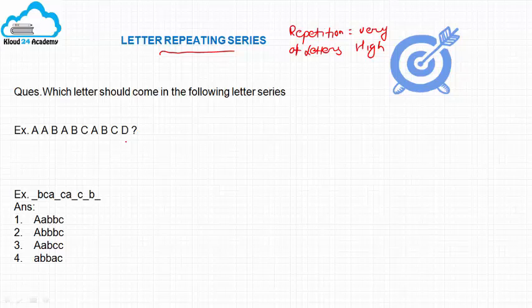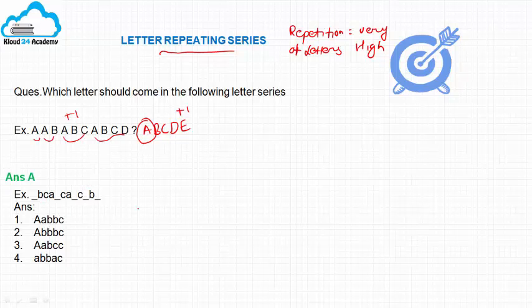Pause the screen, try to find out the pattern here. Here the pattern is A, AB, ABC, ABCD. So the pattern is plus 1 alphabet. So next will be A, B, C, D, plus 1 will be E. So which alphabet should replace the question mark? A. Very simple.